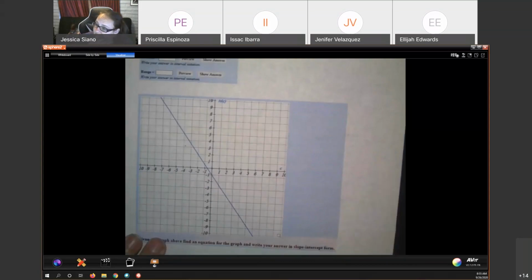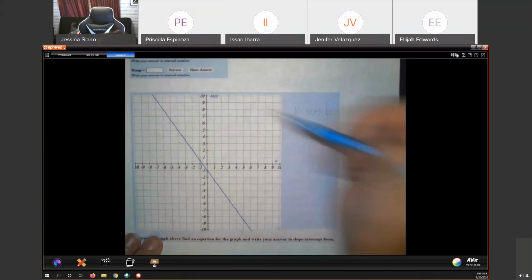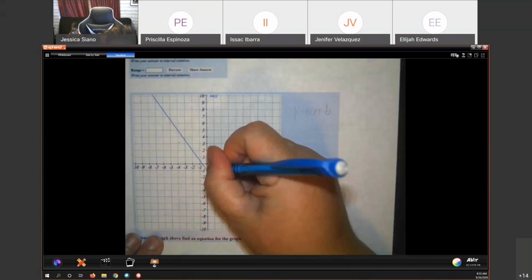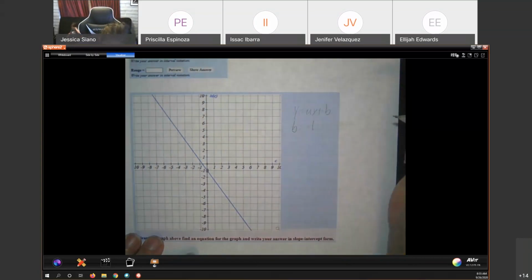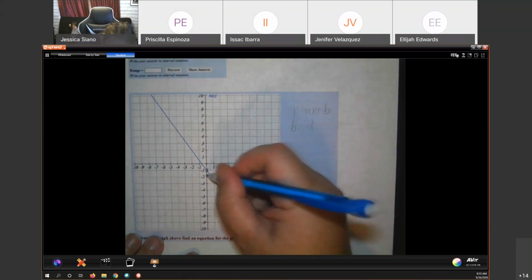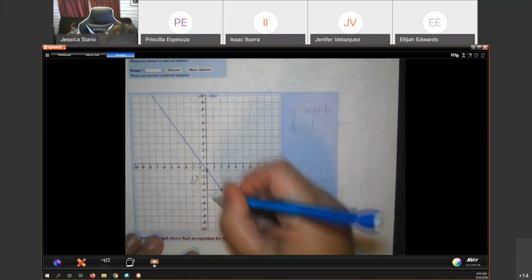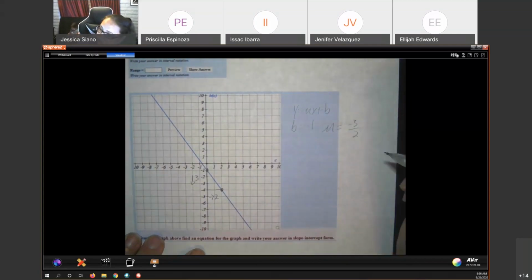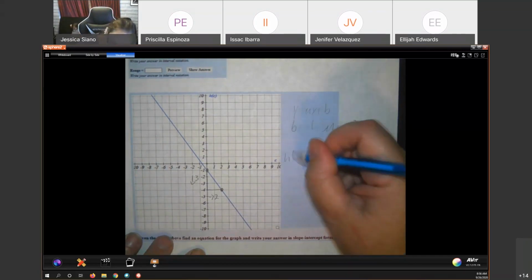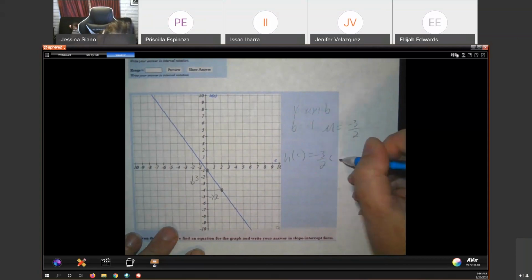Y equals mx plus b. And here it's h of c and c. So my b value is negative 1. And then here's another point right here. I go down 1, 2, 3, and over 2. That means that my slope is negative 3 over 2. So then my equation would be h of c equals negative 3 over 2c minus 1.